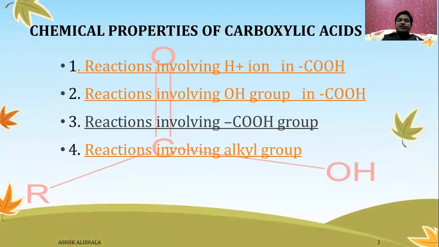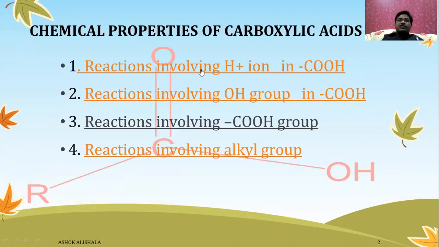Now let us see. The chemical properties of carboxylic acid are divided into 4 categories. One is reactions involving the H plus ion in COOH, the second is reactions involving the OH group in COOH, the third is reactions involving the COOH group, and the fourth is reactions due to the alkyl group.